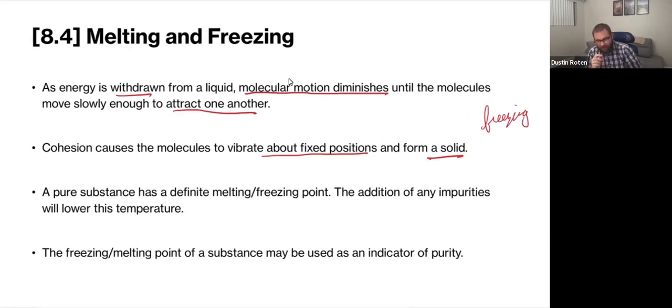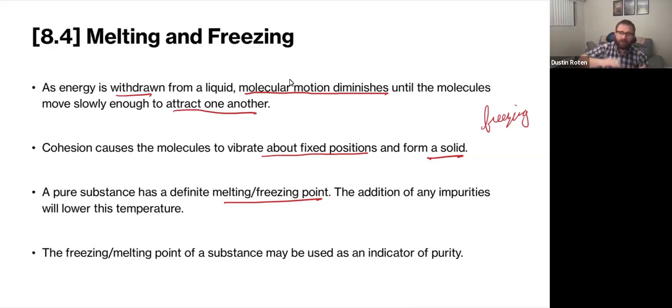So a pure substance has a definite melting and freezing point, right? If it's something well known, we know exactly. And if it's something well known and pure, like pure gold, pure silver, we're going to know really close when this process is actually going to happen. So if someone gives you some sort of material and you want to test its purity, you could take a sample of it and melt it and see at what point it melts or freezes.